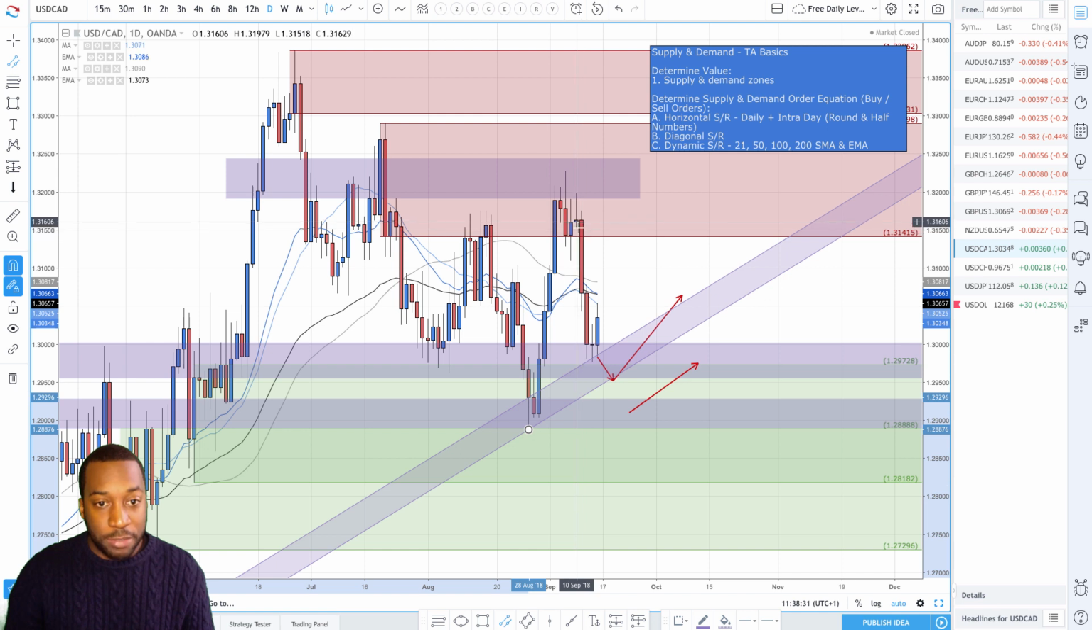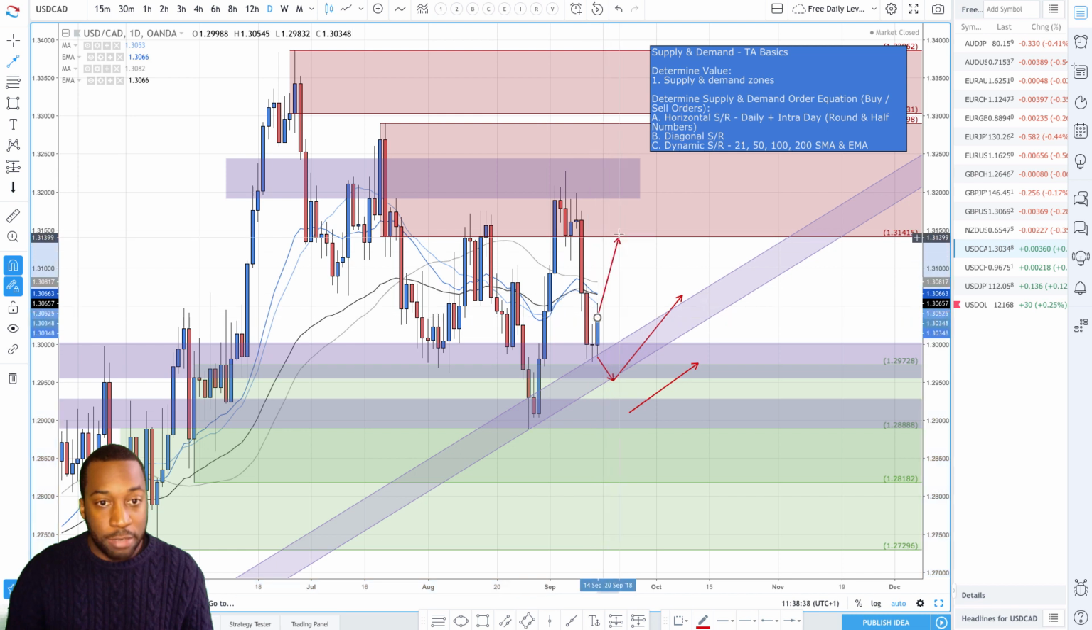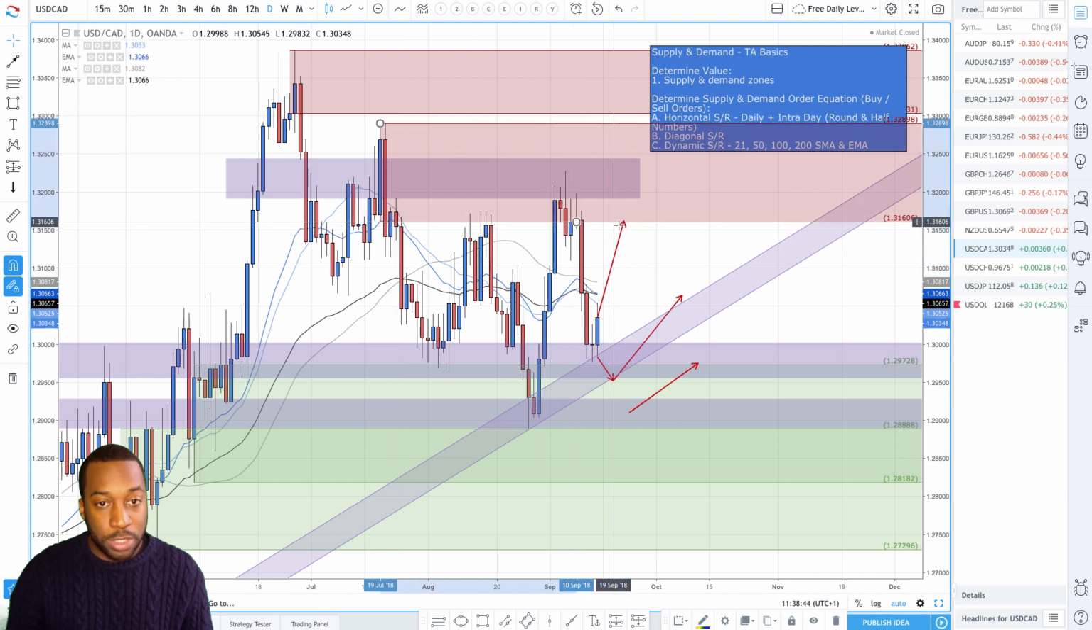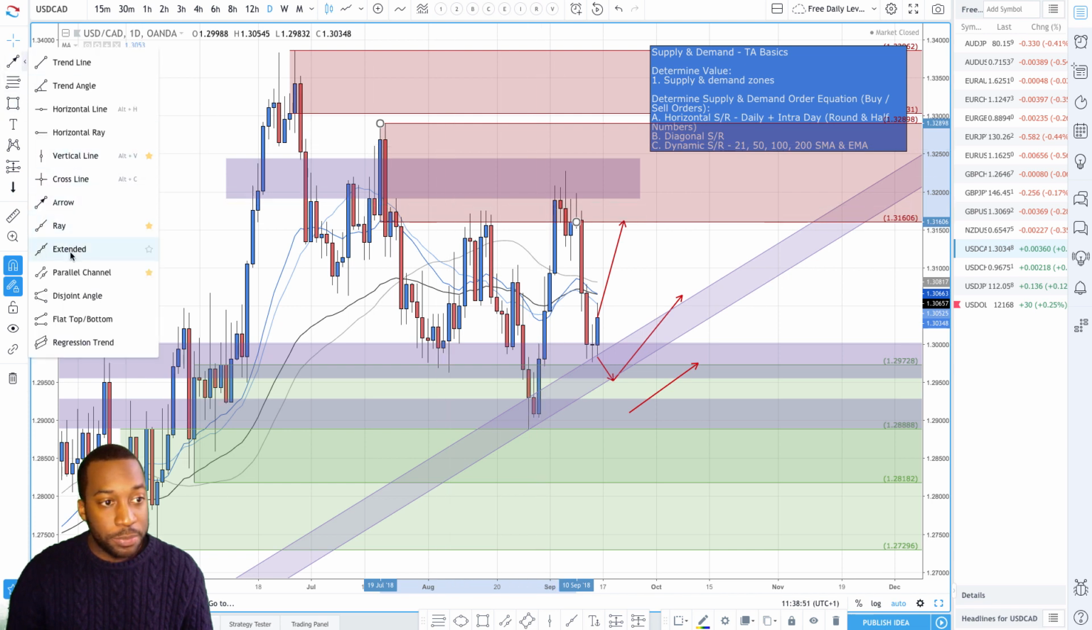From a sell perspective, pretty much looking for prices to come all the way back up to this area right here. And what I'm going to do is move this demand zone right to here. So you'd need price to come up here before looking at a sell trade.